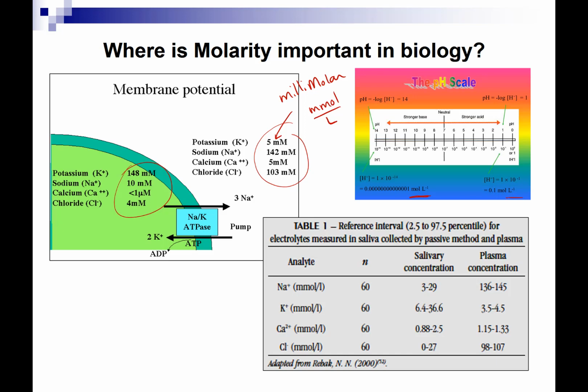And again, you can see in saliva and plasma, which is the liquid part of your blood, we'll measure different ion concentrations in their moles per liter, or in this case, millimoles per liter. So go ahead and review how to calculate molarity. You know how to get molecular weight off the periodic table. Watch your units so that they cancel out right, and you're good to go.